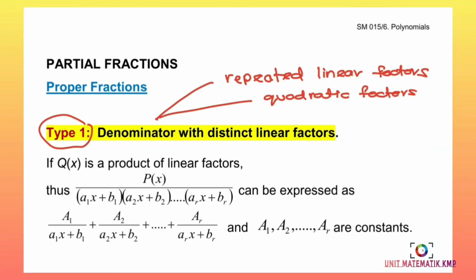Okay, we move to the last part, partial fractions. Let's look. The first one is proper fractions. For a proper fraction, actually we have three types of denominator. The first type is denominator with distinct linear factors. The second type is denominator with repeated linear factors. And the third type is denominator with quadratic factors.